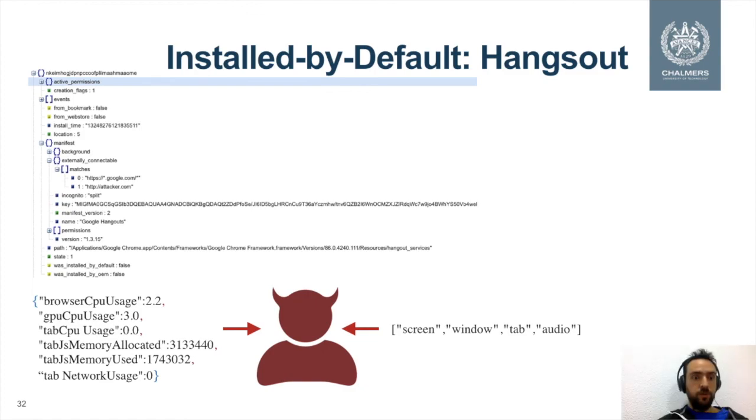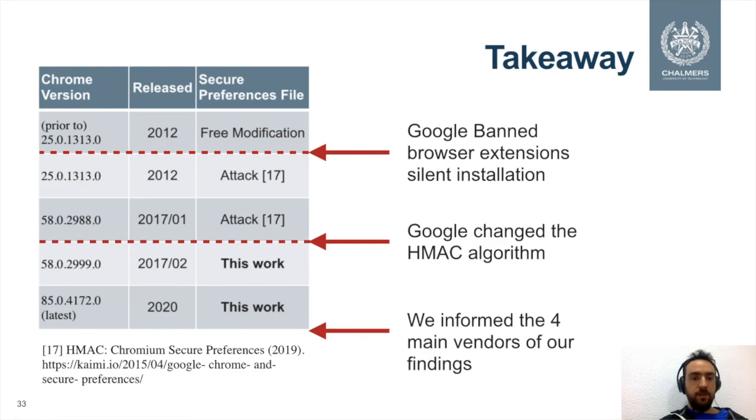As a conclusion, we want to remark that even though Google banned years ago the free modification of the secure preferences file, much more effort needs to be done to protect the security and the privacy of users on the internet. Of course, we informed the main vendors and provided them with all the details and the source code we used in our experiment, and hopefully they will come up with a solution for this.